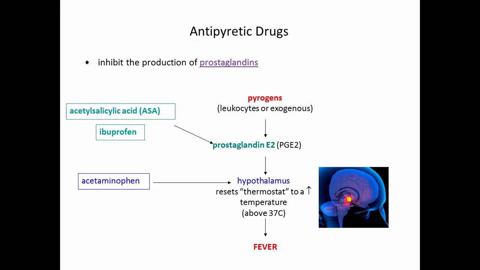In either case, these pyrogens stimulate the production of prostaglandins, specifically prostaglandin E2. If we can inhibit this production of prostaglandin E2, and that's what things like acetylsalicylic acid or ibuprofen do, then we can prevent these prostaglandins from telling the hypothalamus to raise the body temperature. Acetaminophen inhibits the production of prostaglandins, but again, that's not in the periphery, that happens right in the brain. In either case, without these prostaglandins, our hypothalamus lowers our body temperature and fever will be decreased.